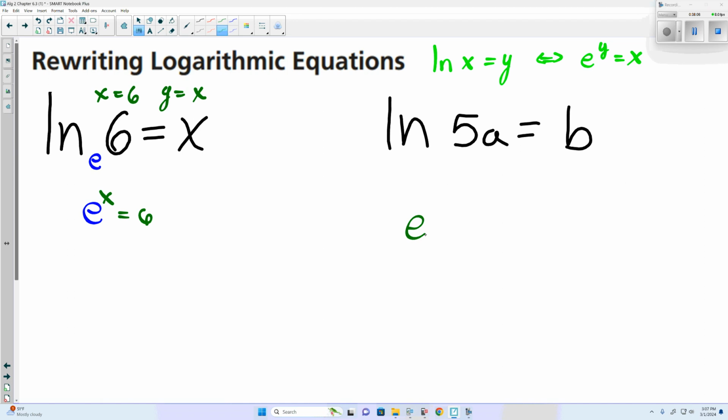So for our next one, x is 5a, and y is b. We have it flipped. So in our exponential form, we would have e to the b is equal to 5a. Questions on this here?